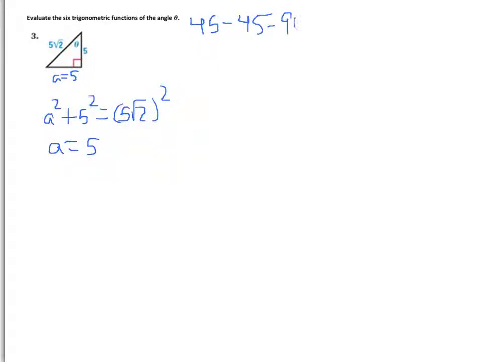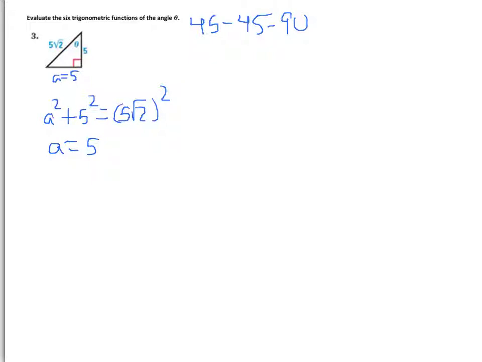So evaluate the 6 trig functions, okay? So we need to find a. So a squared plus 5 squared equals 5 square root 2 squared, okay? So if you solve this, you should get a equals 5, okay? Now, notice how they have the same length. That means this is a special triangle we'll be talking about later, a 45, 45, 90, because their angles are the same, okay?